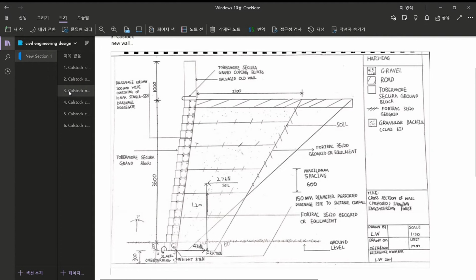After finding out the reason why the old wall failed and doing research about the newly constructed concrete gravity wall, we decided our wall must be easy to construct and, importantly, much safer. So we decided to construct using secure ground blocks from a UK company called Tobermore. The blocks will be locked in place using gravel and geogrid, and the total construction will be completely concrete free, making it more environmentally friendly.